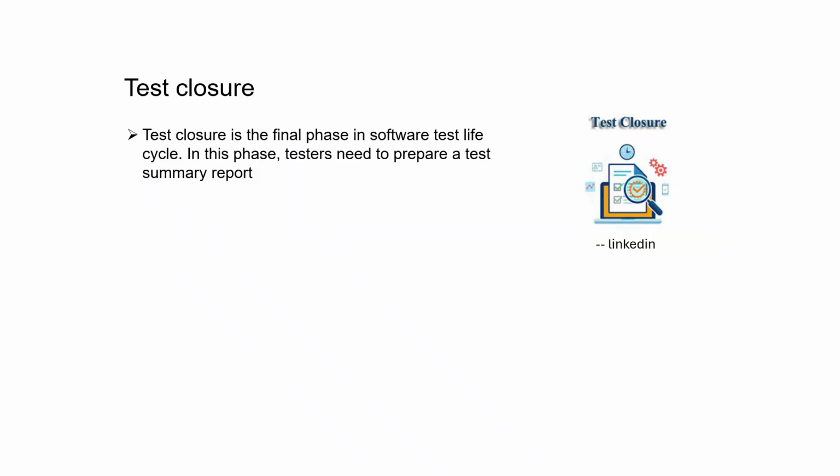Test closure is the final phase of the software test lifecycle. In this phase, the tester needs to prepare a test summary report. It claims the test cases executed, pass or fail count, and so on. This will make sure all defects are tracked and closed. All the documentation needs to be archived for future reference.